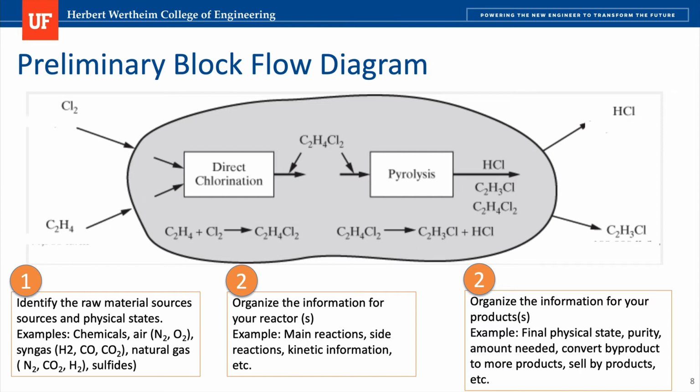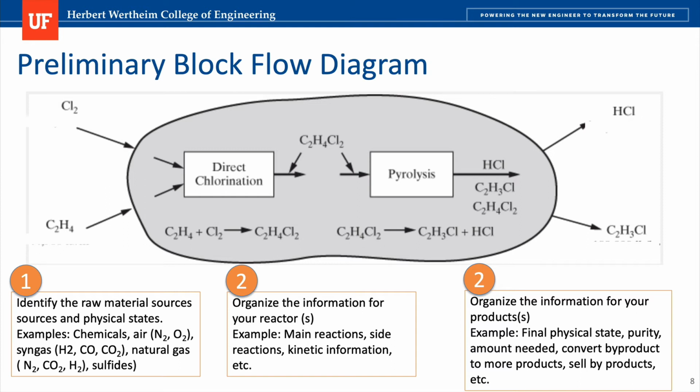Any information in terms of the excess, if they're added in stoichiometric amounts, and so forth. And then you organize the information for your products. You need to know the final physical state. You're not going to sell a hot HCl gas. You need to make sure that the way you're going to be selling this is the way it is coming out from your process flow diagram.